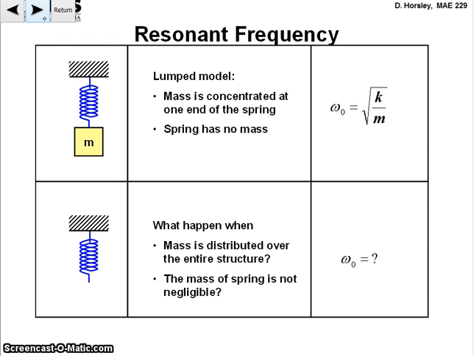So here's the idea. We know that with a lumped spring-mass system, the mass is concentrated at a point, and the spring has no mass, so all the stiffness is in the spring. And we know that the natural frequency is the square root of k over m. So what happens if we wanted to calculate the resonant frequency of a structure that looks like this? It's a real spring that actually has mass distributed over its entire structure, and there's no point mass, so the only mass in this system is in the spring. How do we calculate this?